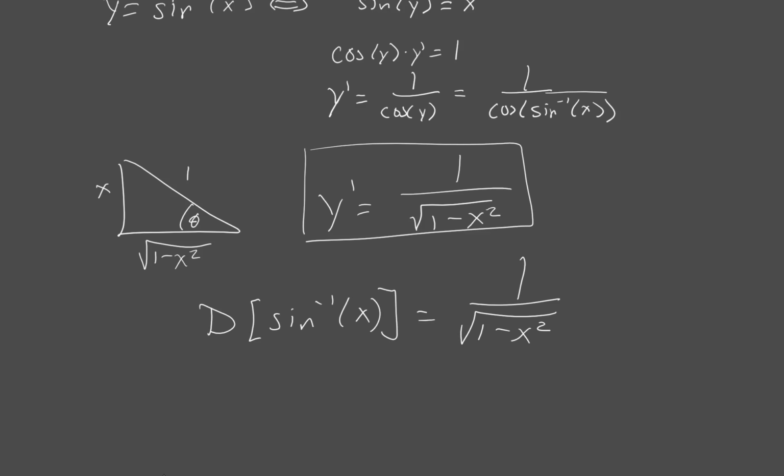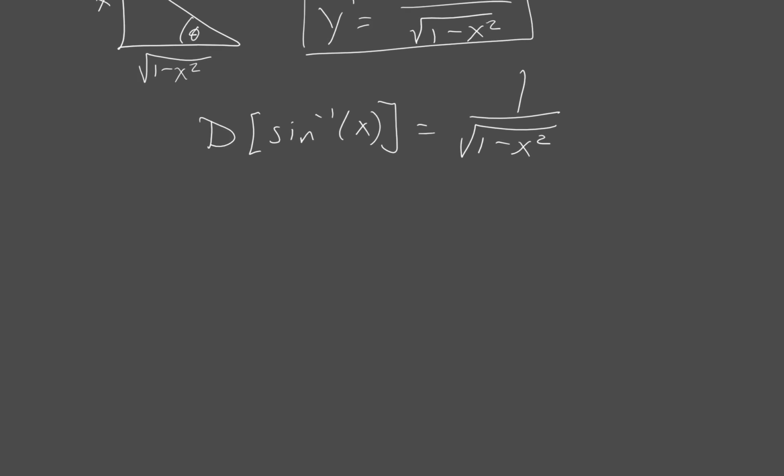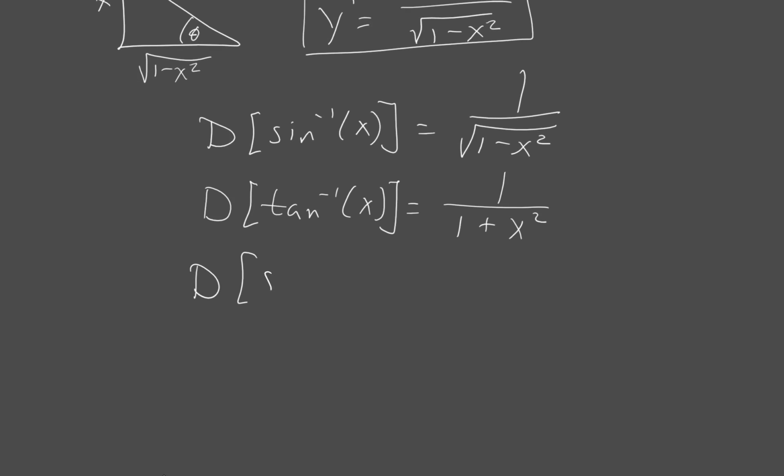Tangent inverse, cosine inverse, all that stuff comes about in a similar manner. Let's just write them down. The derivative of the tangent inverse is 1 over 1 plus x squared. The derivative of the secant inverse is equal to, I think I've got an absolute value in there. Yep, 1 over the absolute value of x times the square root of x squared minus 1.